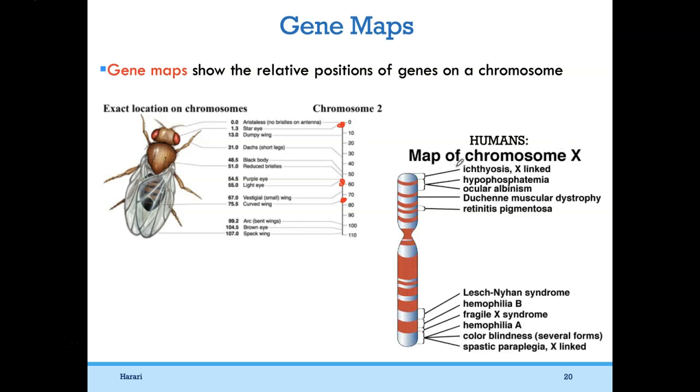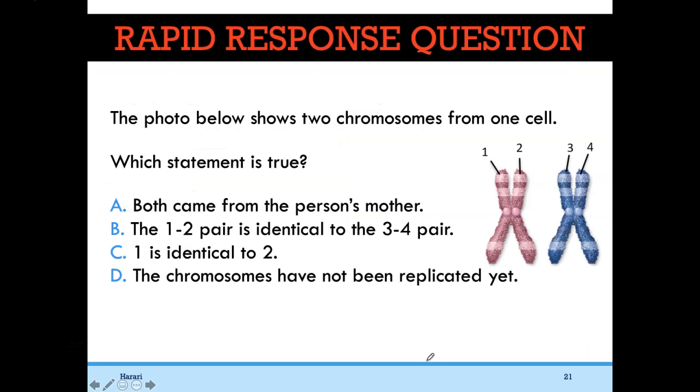For example, the map of human chromosome X here shows a lot of different genetic diseases that are X-linked, that are linked to the X chromosome. So take a look at this rapid response question and tell me which statement is true. So pause here.